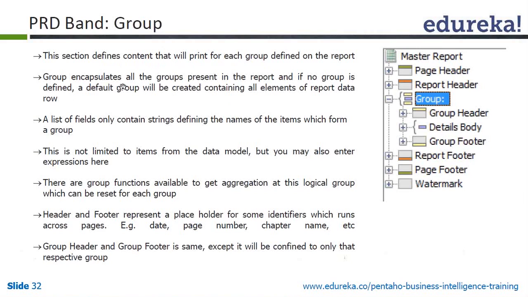So group encapsulates all the groups present in the report, and if no group is defined, the default group will be created. As far as reporting is concerned, a group is always present. Even if you are not explicitly defining one, by default it will create a default group and dump everything into that single default group. But if you want to use it, you will have to assign an appropriate data field to that group so that it can arrange the data based on that field. So list of fields only contains strings defining the names of the items which form a group.